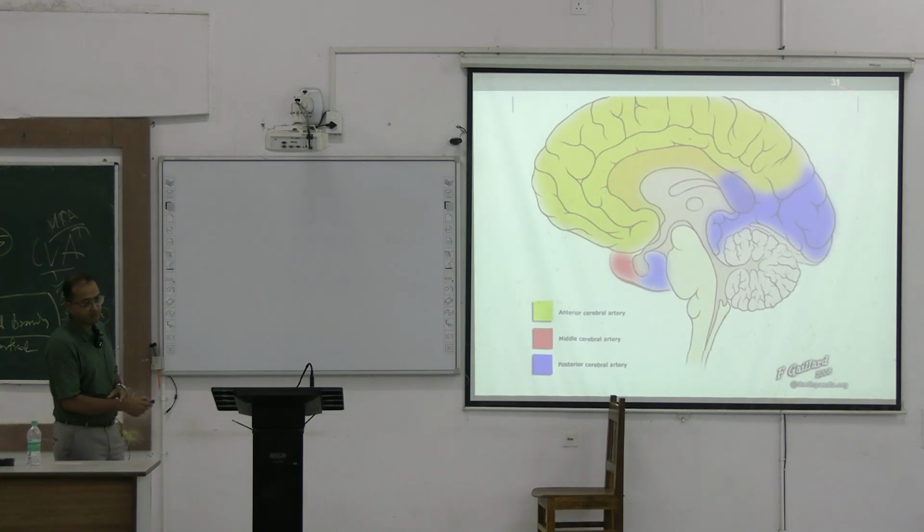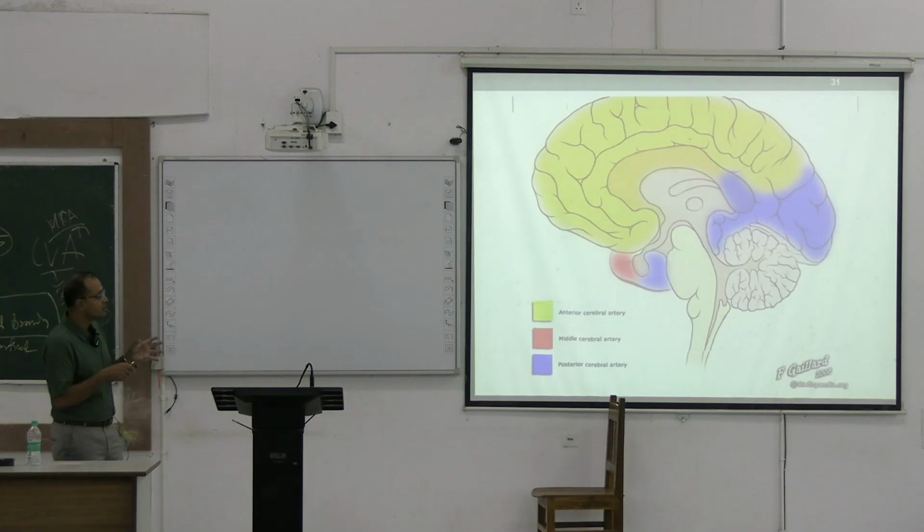This is a medial surface that you are seeing, with the corpus callosum on this side. It is supplied by the cortical branch of the anterior cerebral artery. The medial side of the posterior half is supplied by the posterior cerebral. Only this region, the tentorial surface, a little part in this surface, is supplied by the middle cerebral artery.